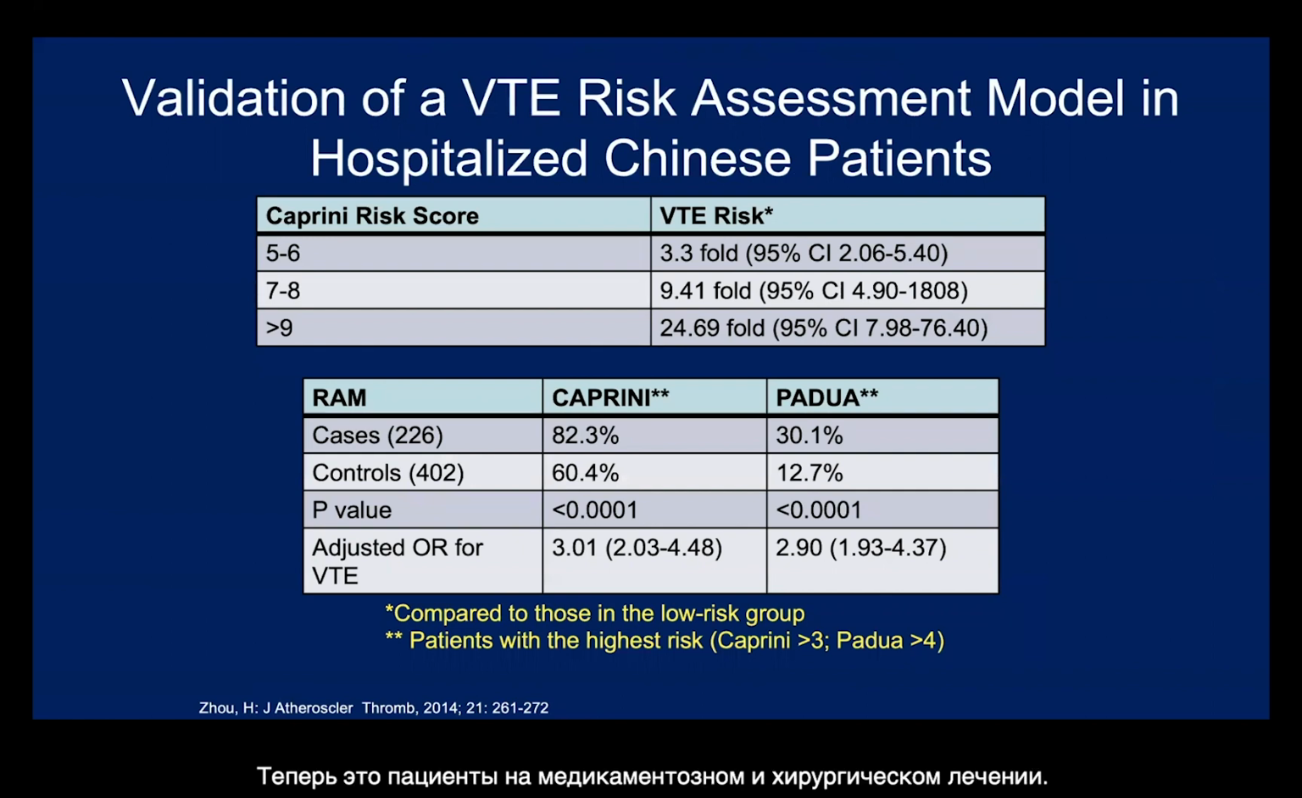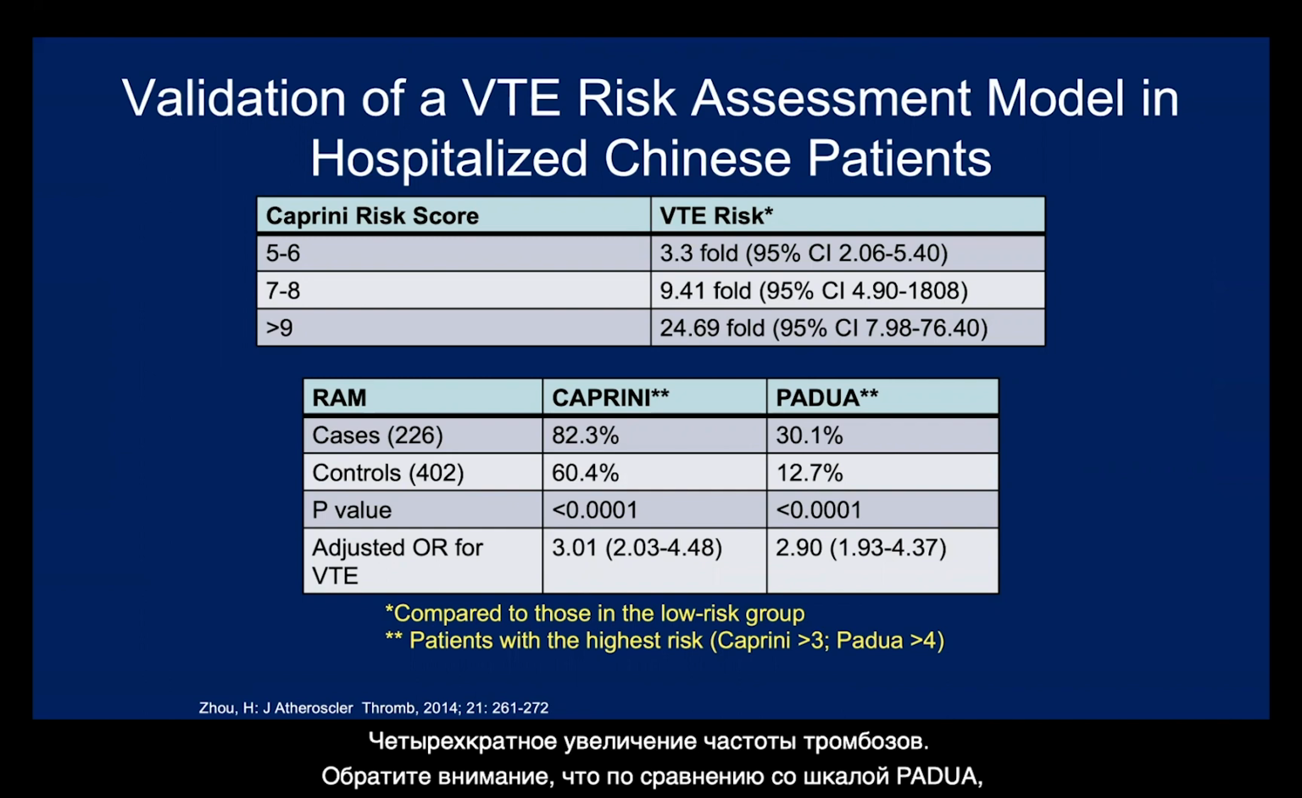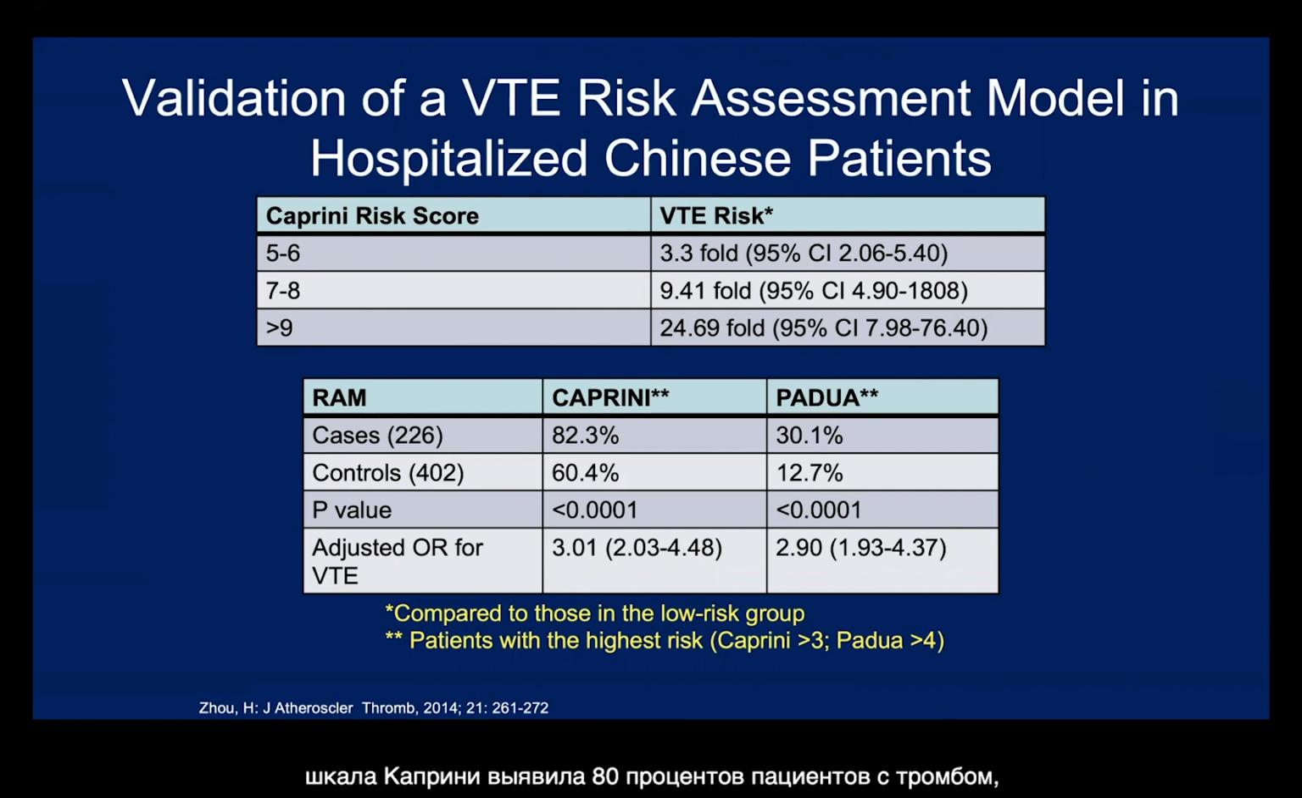We see in patients with, these were hospitalized Chinese patients now. This is medical and surgical combined. A score of 5 to 6 compared to a score of 7 to 8. Look what happens when the score goes over 9, a 24-fold increase in the incidence of thrombosis. And note here, compared to the Padua score, the Caprini score identified 80% of those with a clot compared to 30% for the Padua score. And the same thing in the control patients. And so it's very interesting here that the Caprini score isn't even mentioned, even to be voted or discouraged in the medical patients.